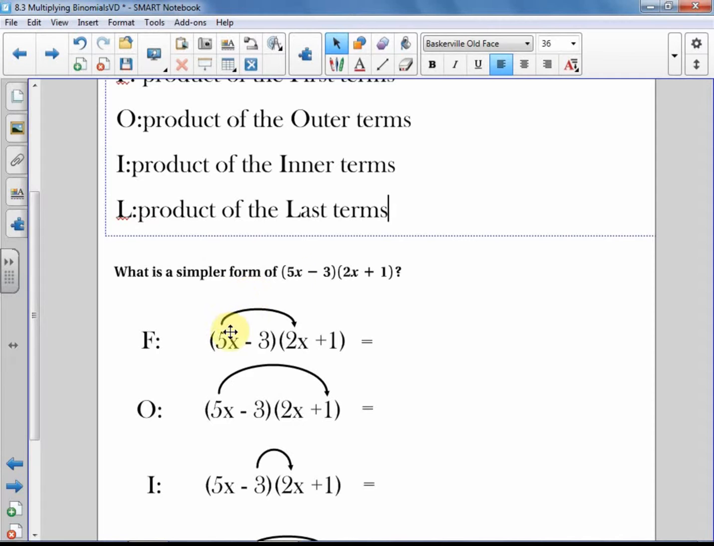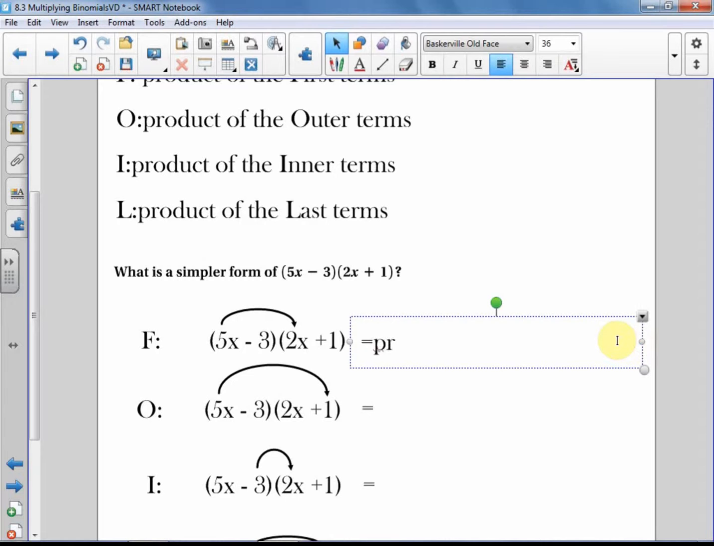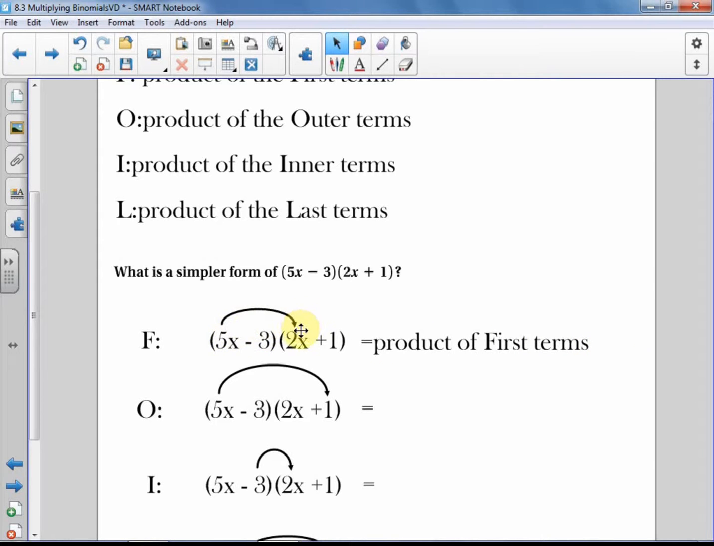So let's use our foiling method to find a simpler form of the product of these two binomials. So we have the F, that stands for our multiplication of the first terms in each binomial. So we are going to write product of the first terms. I'll get rid of that so we have some room. So the product of the first terms, we have 5x times 2x. That will be 10x squared.